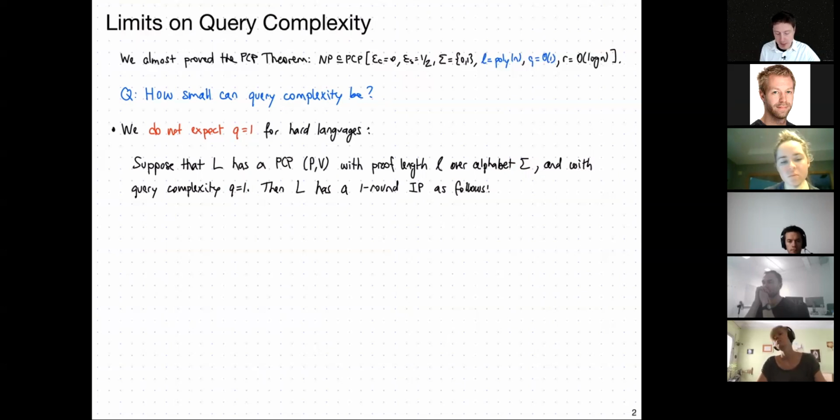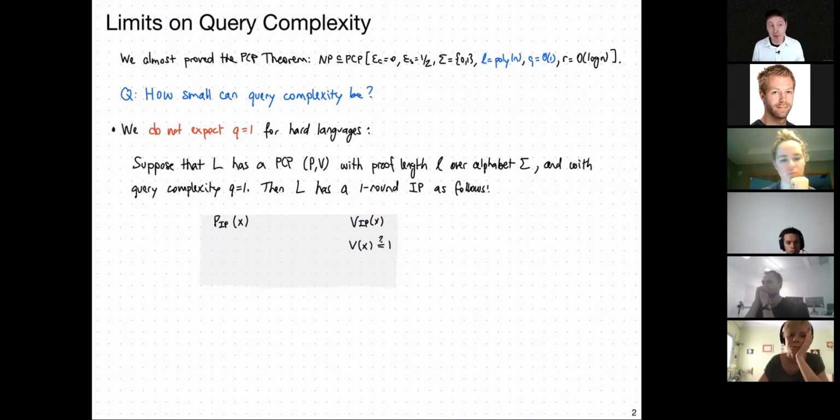In this case, we can actually construct a 1-round interactive proof for the language. How? Well, here's the prover for the interactive proof, and here's the verifier. The verifier wants to check whether the PCP verifier outputs 1 or no. And of course, the PCP verifier wants to have access to the PCP string. We don't have a PCP string here. What we have is an IP prover. And look, there is just 1 query. We can just ask the prover to provide it. The honest prover will construct the PCP and provide the answer, right?